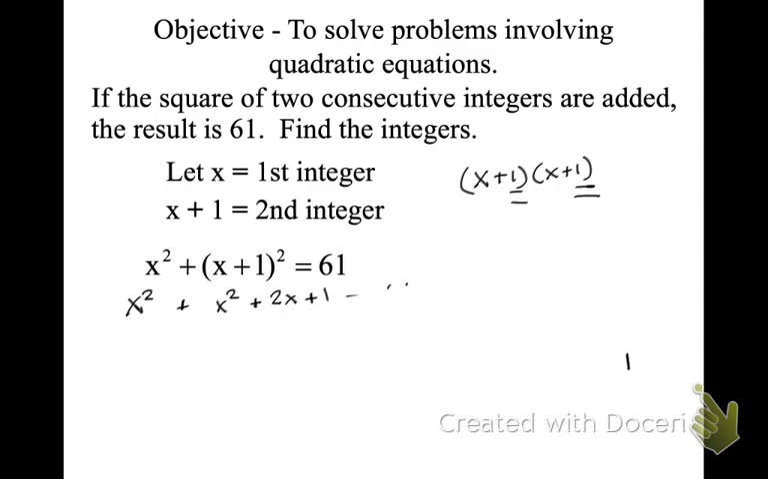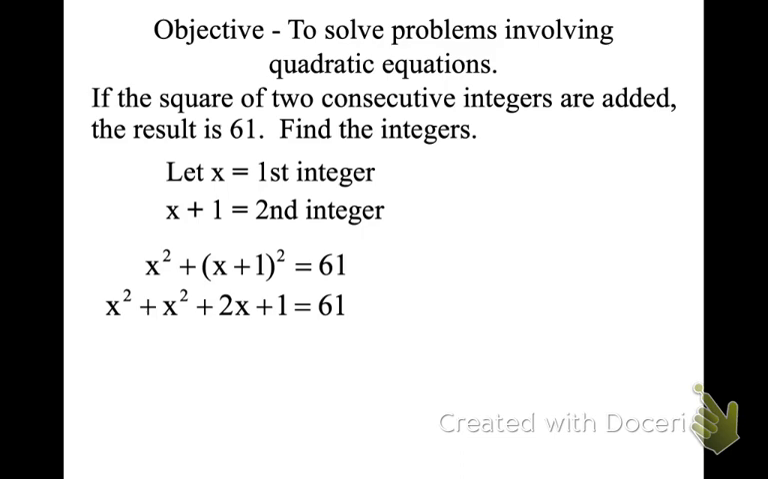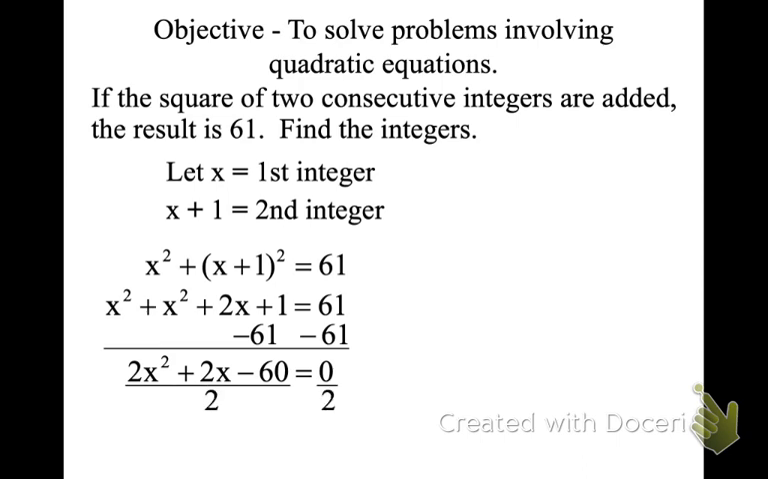Okay? So now we have to combine our like terms, set it equal to 0. I get 2x squared. Luckily it's all even, so we can divide out a common factor of 2. If I divide all terms by 2, I end up with x squared plus x minus 30. Okay? What multiplies to negative 30 and adds to 1? We do our x marks the spot, negative 30 and adds to 1. That would be a 6 and a negative 5.